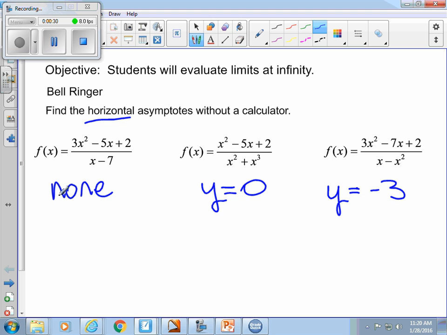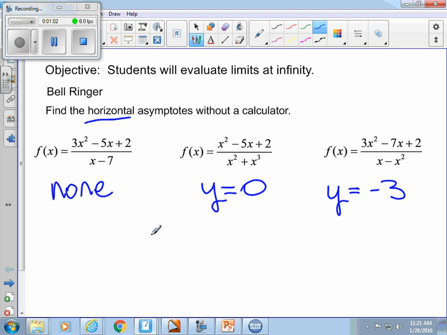Okay. What question did you ask yourself to find those answers? As x gets really, really big, what does y do, right? Isn't that what you're asking yourself? Does that not sound like a limit? As x approaches infinity, what does y approach, right?